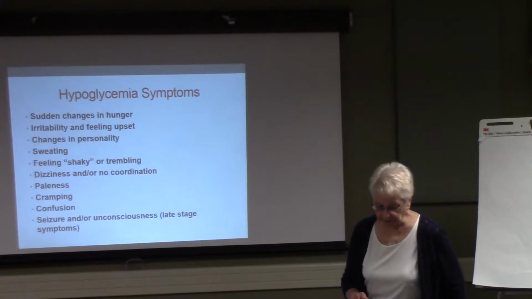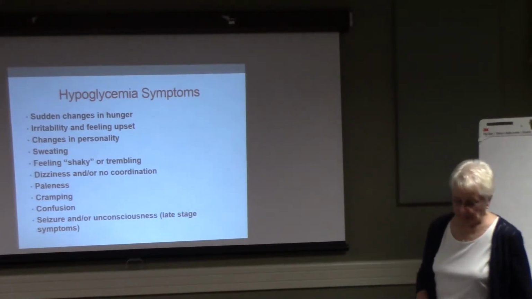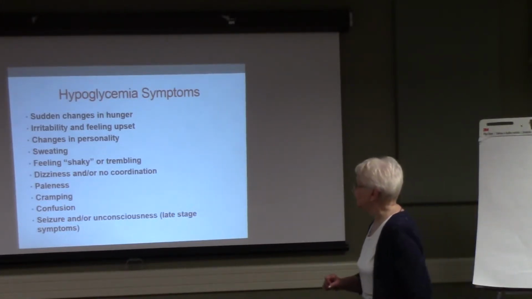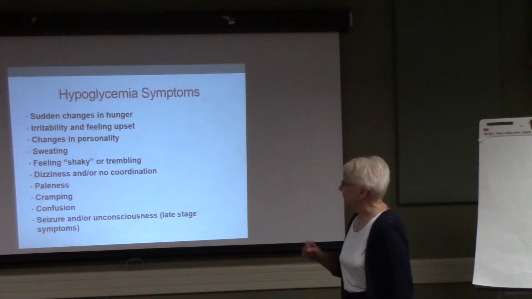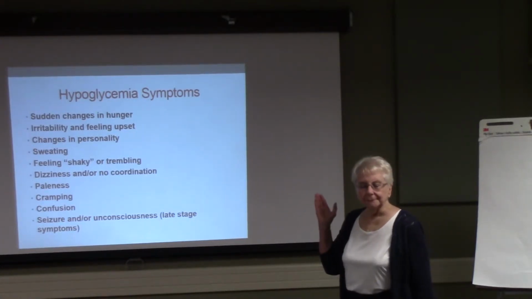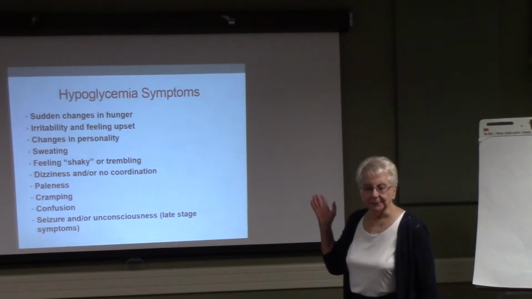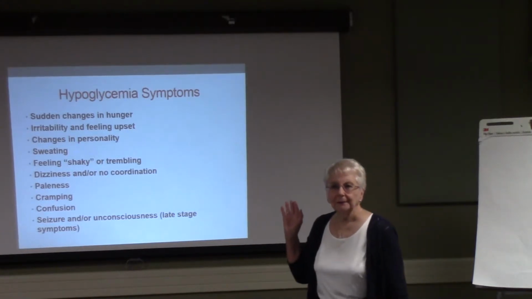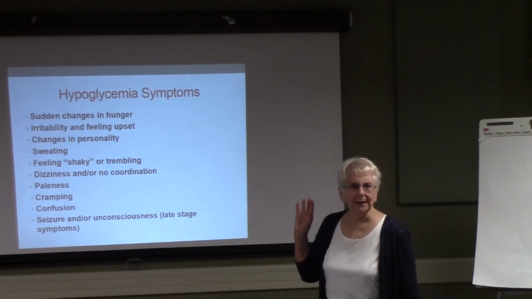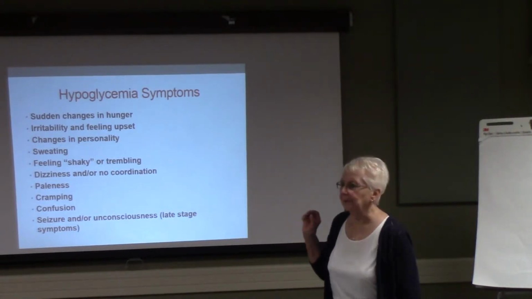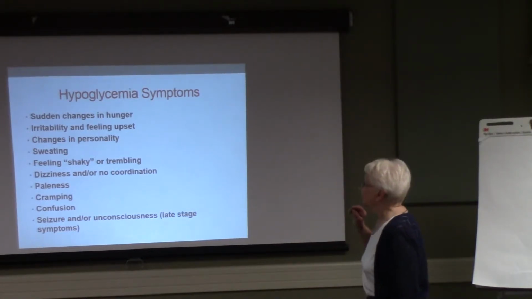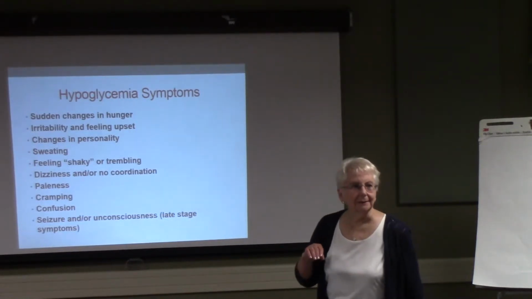Now, what are we going to start seeing with this person? Sudden changes in hunger. Have you ever been just really hungry and you just feel crabby about it because you've had to go without eating? Irritability, feeling upset. What's happening? The brain isn't getting enough glucose.